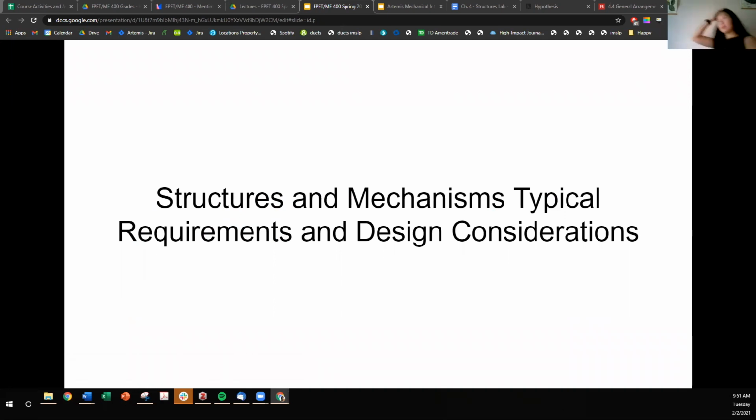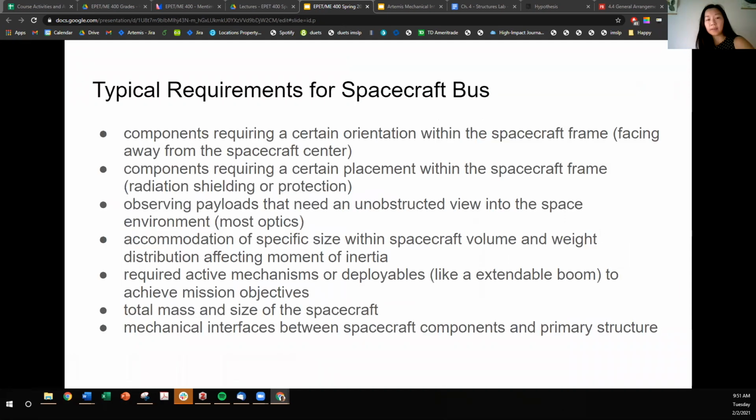Okay, let's get into some typical requirements and design considerations. So here is a list of different typical requirements, and then I'll go into examples of how these affect the actual spacecraft design. So earlier we were talking about juggling the placement of components because certain components need a certain orientation within the spacecraft frame.